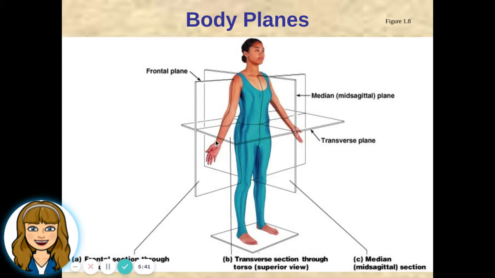Okay, that's the frontal. So it's cutting your front side from your back side. Transverse cuts the person in half at basically the waist. And then the median or mid-sagittal cuts them straight down the middle.